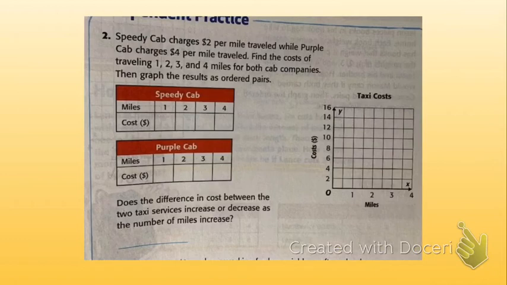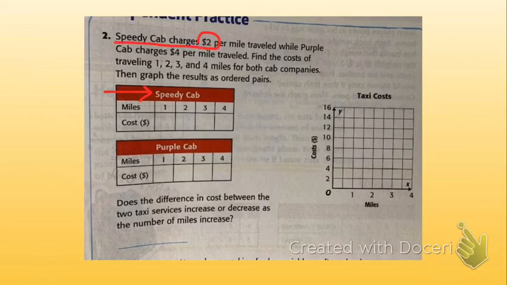All right, so let's take a look at this problem here. It says Speedy Cab charges $2 per mile traveled, while Purple Cab charges $4 per mile traveled. Find the cost of traveling 1, 2, 3, and 4 miles for both cab companies, and then graph the results as ordered pairs. All right, so let's go ahead and do the first one. We'll call the Speedy Cab here. So how much does it cost? Speedy Cab, that is this one here.